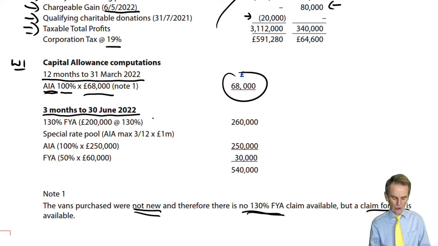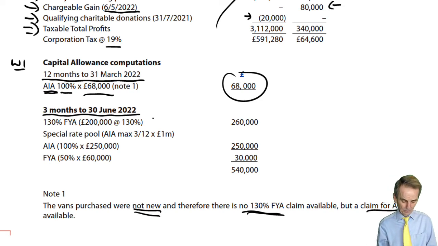Here, the 3 months to June 22. It's a 3-month period. Therefore, any writing down allowances, if they were available, would be 3/12 of the annual figure. And importantly, in terms of your AIA limit, the 1 million for the 12-month period is now only 3/12 of that, so £250,000. So what's going to happen with what we bought this period?